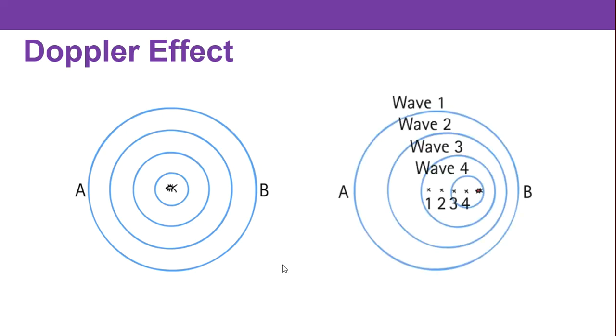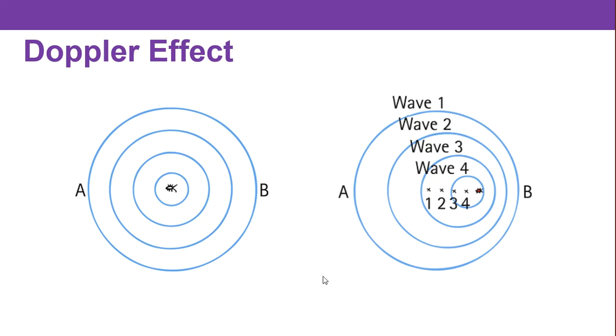Now, if this bug begins to move as it's creating these waves, when it was back here at position 1, it created this wave that propagated outward to this point, and then at position 2 here, position 3, and then position 4. What you begin to notice is that if the bug moves toward the right, an observer at point B will notice that the wavelength is shorter as the bug approaches the observer. But if the observer is over here behind an object moving away, then the wavelength is longer.